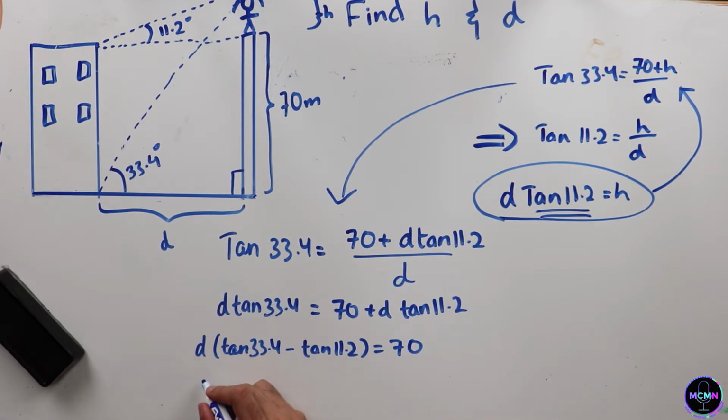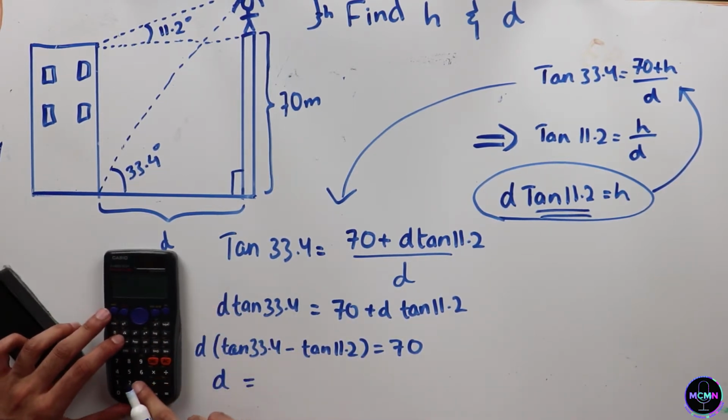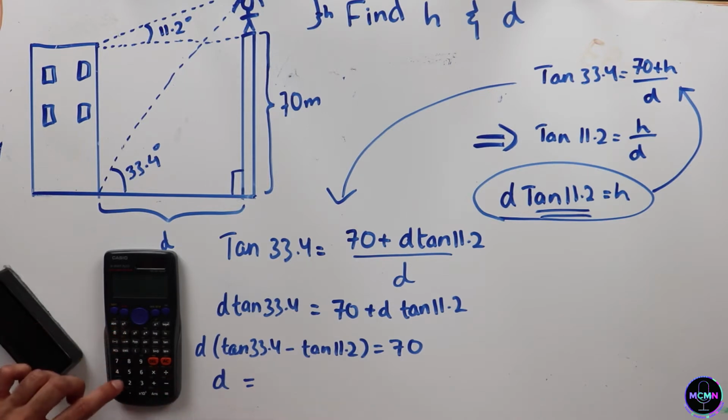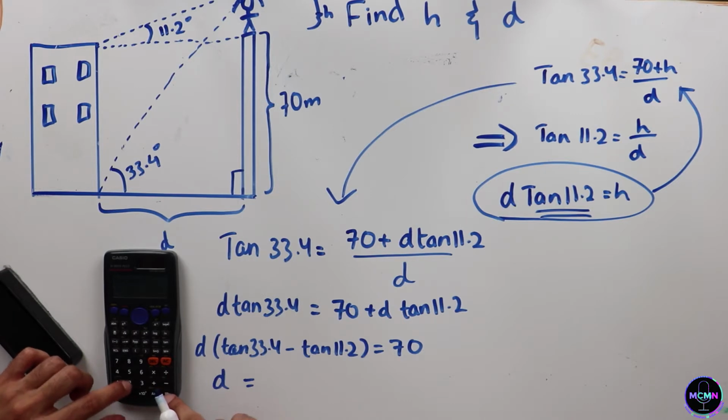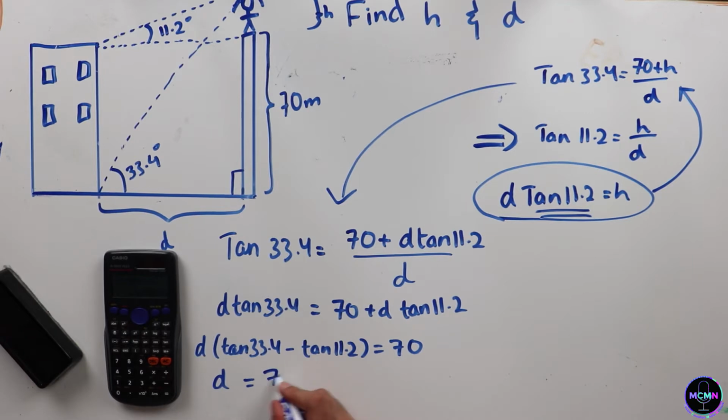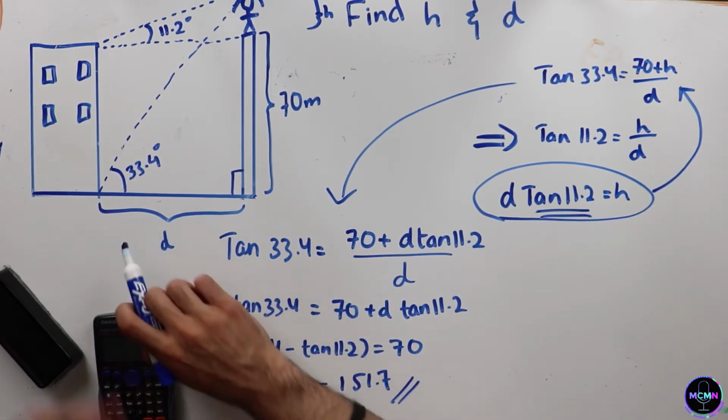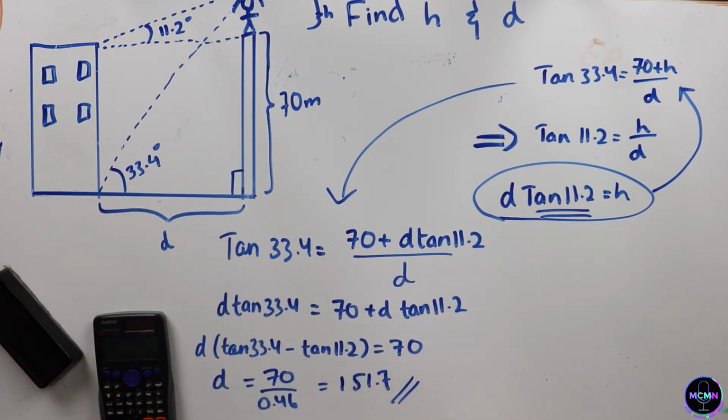So distance, I'm just going to put this in my calculator. I have tan of 33.4, answer minus tan of 11.2. I have 0.467. So 70 divided by 0.467 is equal to 151.7. So the distance between the building and the tower is 151.7. Now that is only half our mark. We're going to go back to our height.